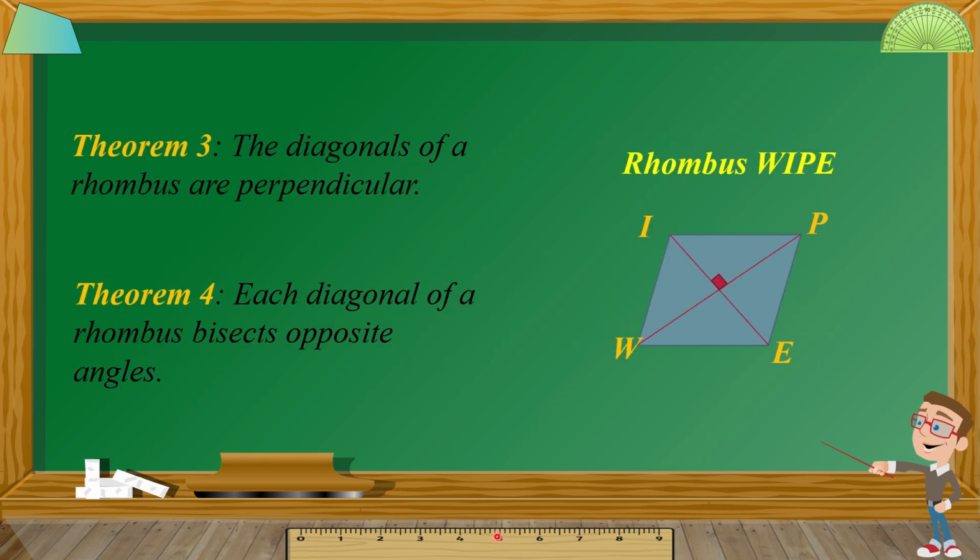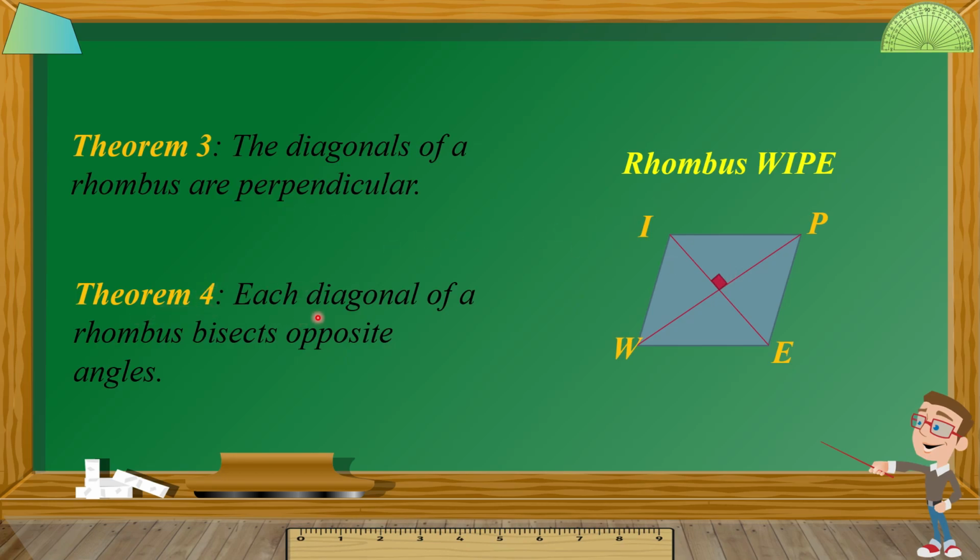Theorem number 3. The diagonals of a rhombus are perpendicular. So, based on that theorem, the diagonals of a rhombus are perpendicular. Ibig sabihin nun, kapag nag-intersect yung dalawang diagonals niya, nakakapag-form yun ng 90 degrees. So, yan yung ibig sabihin ng perpendicular.